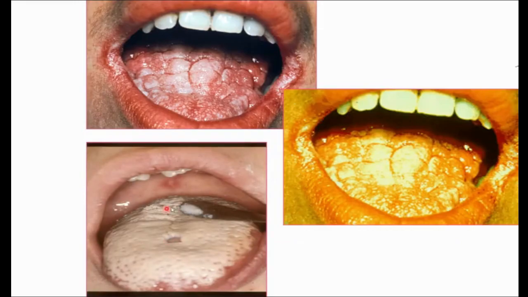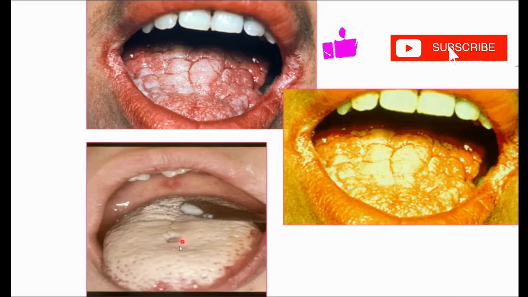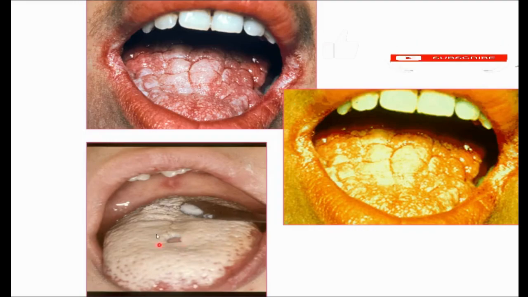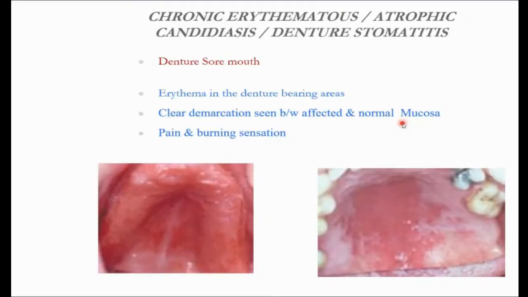So you can see here, we are using a spatula to try to scrape it off, but it's not coming off like pseudomembranous, where otherwise it usually comes off. So this is how it's going to look. That's why it's called leukoplakia. So it's the exophytic whitish growth.